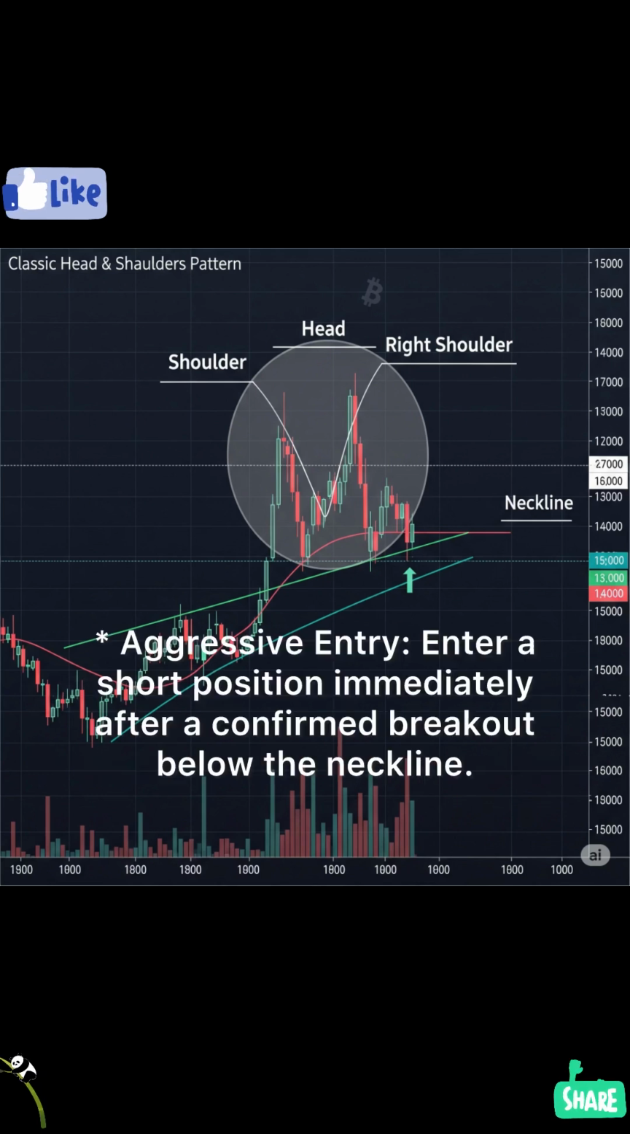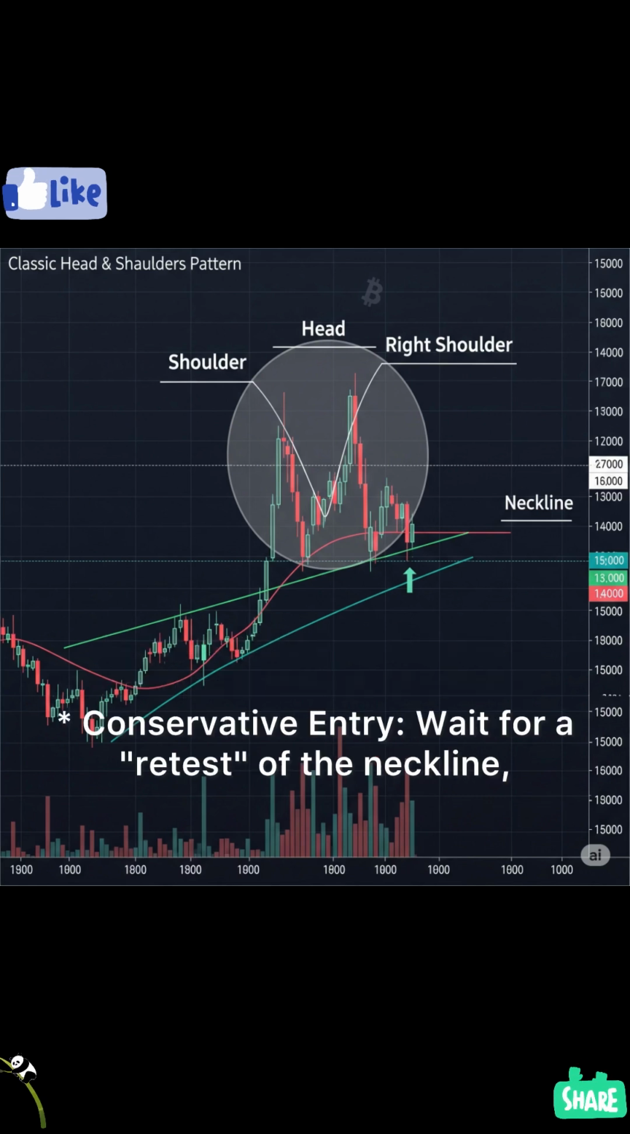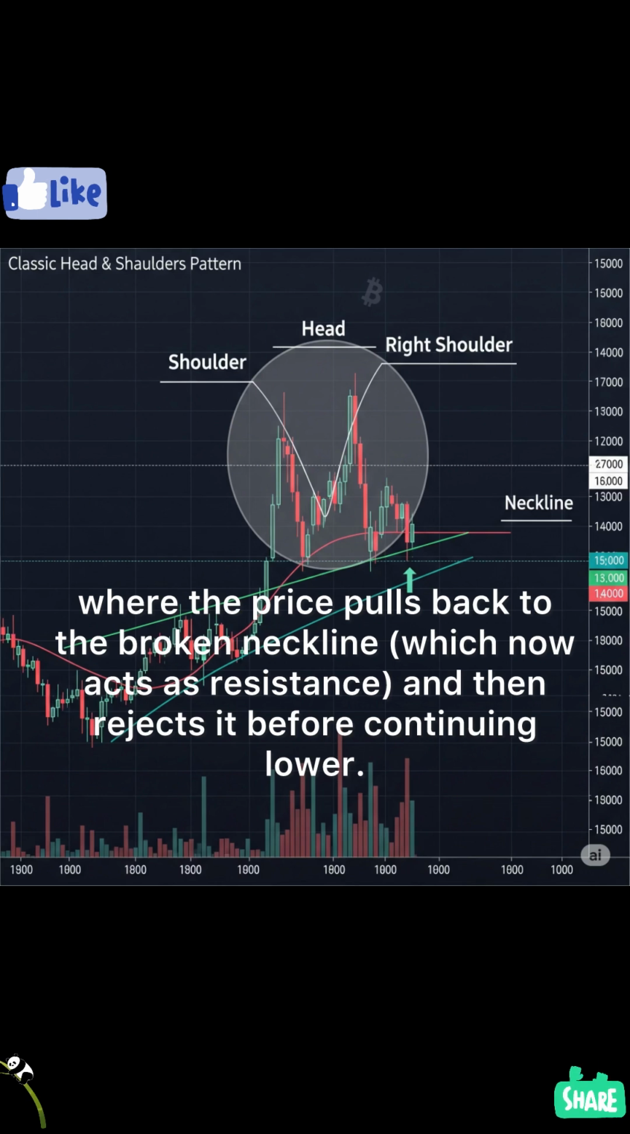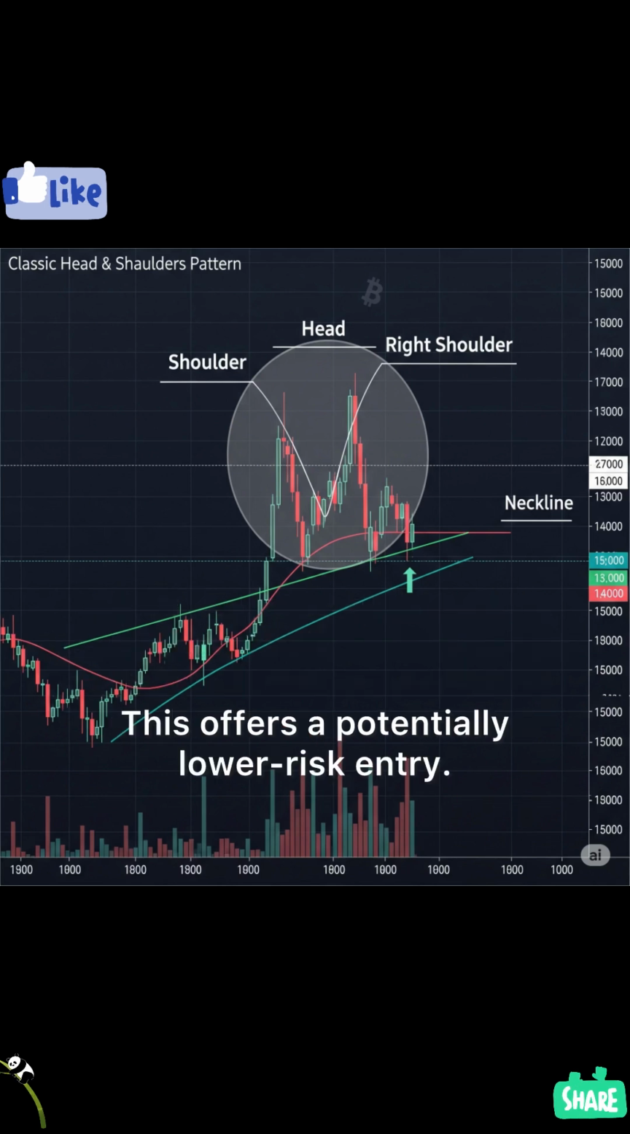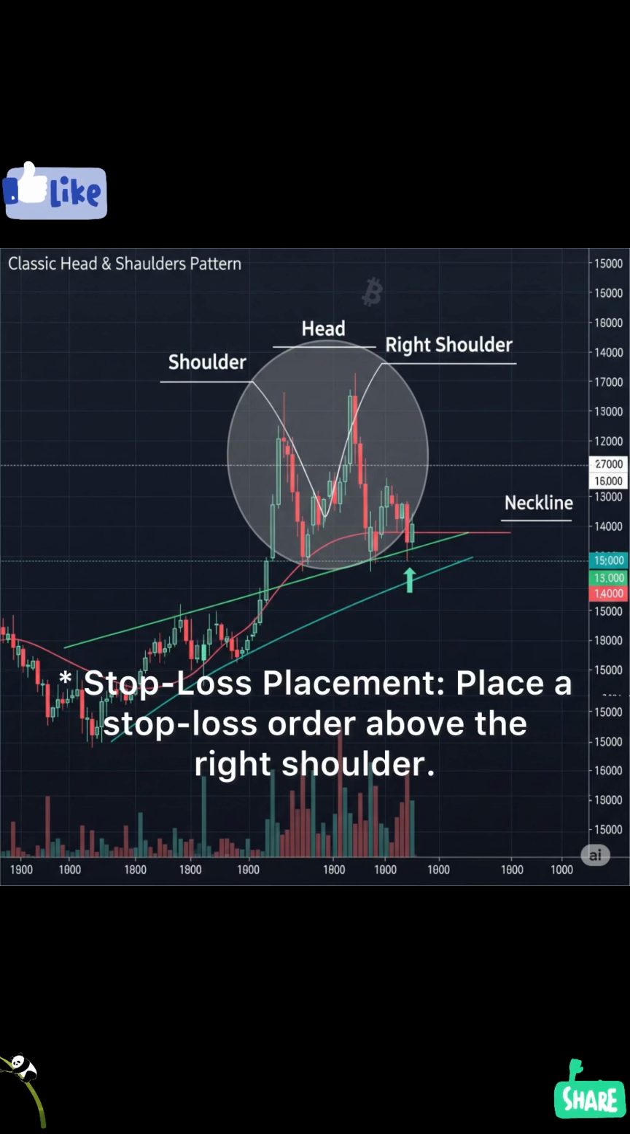Entry point. Aggressive entry: enter a short position immediately after a confirmed breakout below the neckline. Conservative entry: wait for a retest of the neckline, where the price pulls back to the broken neckline, which now acts as resistance, and then rejects it before continuing lower. This offers a potentially lower risk entry. Stop loss placement: place a stop loss order above the right shoulder.